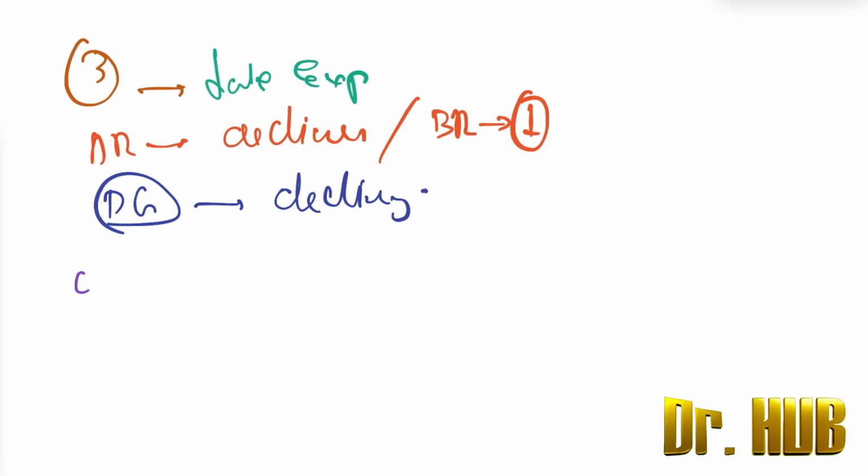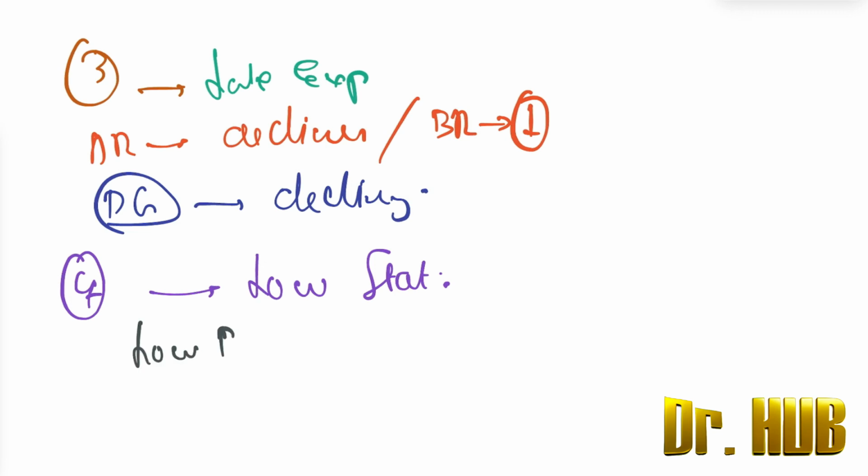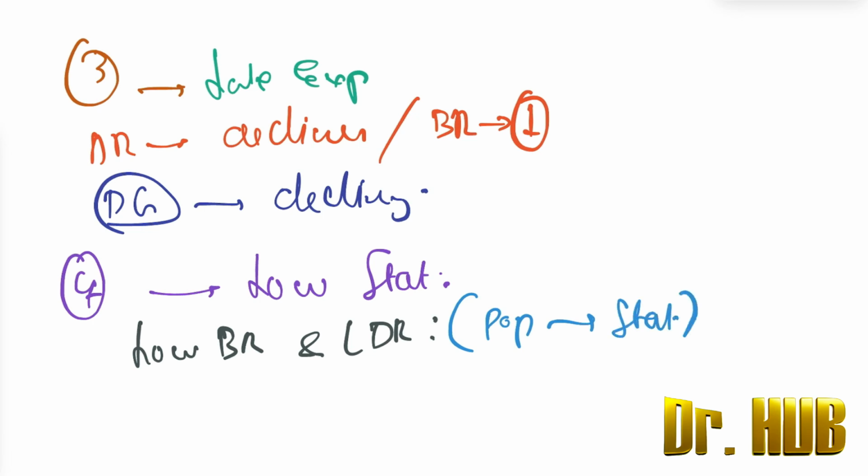Now we look at stage 4. Stage 4 is nothing but the low stationary. It includes a low birth rate and a low death rate, so the population becomes stationary. There is a narrow demographic gap.